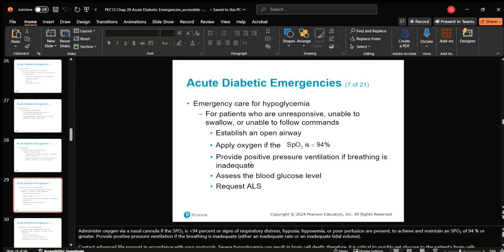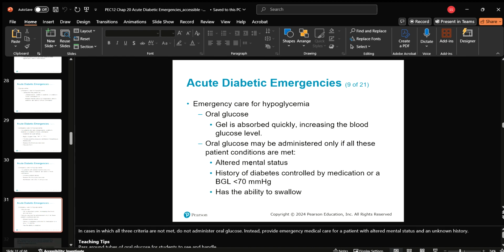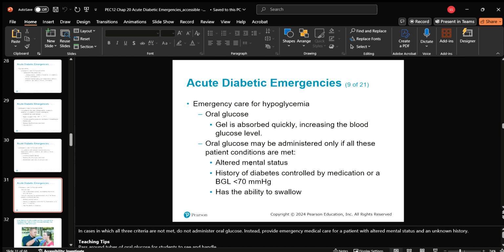Like, all right, altered mental status. Oh God, this could be anything. Oh, they're diabetic? Yeah, I got you. Okay, ensure patent airway. All right. Assess their glucose level and administer a tube of oral glucose. All right, it's absorbed quickly. So is that a long-term solution? No. What are you going to recommend to your patient if they refuse to go to the hospital?